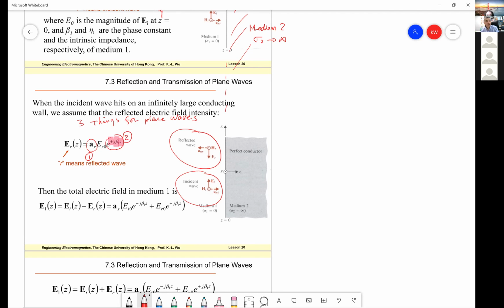The third thing is the magnitude, right? But this magnitude, I don't know. Let's find out, but let's put it as unknown first. Okay, it's unknown. Let's consider whether we can find it or not.